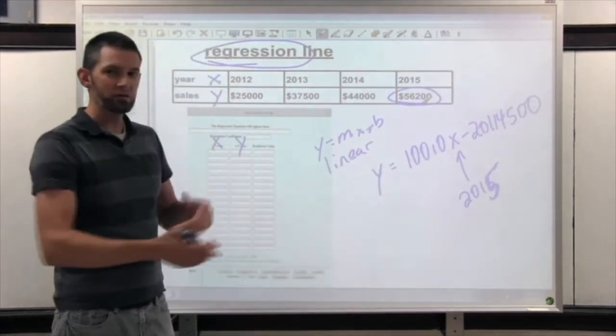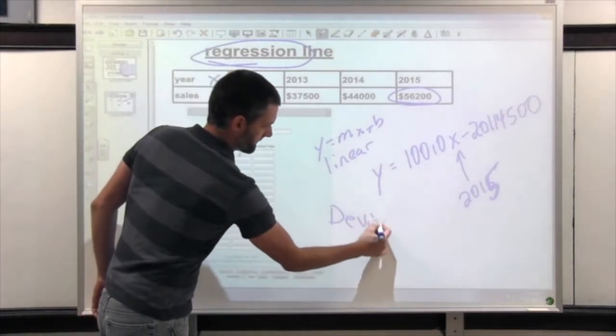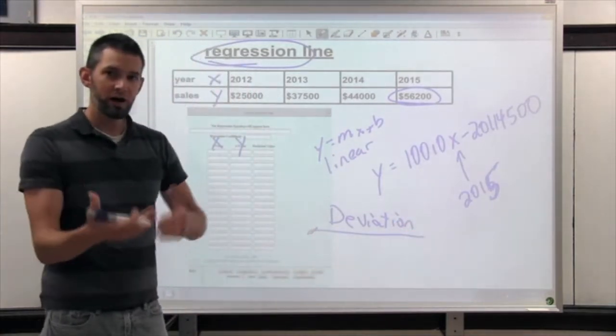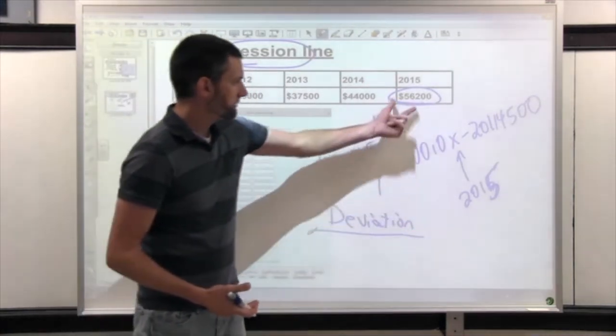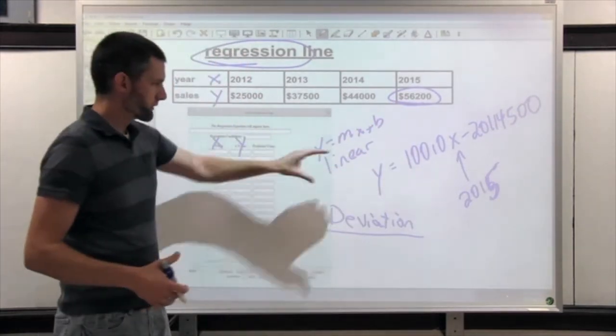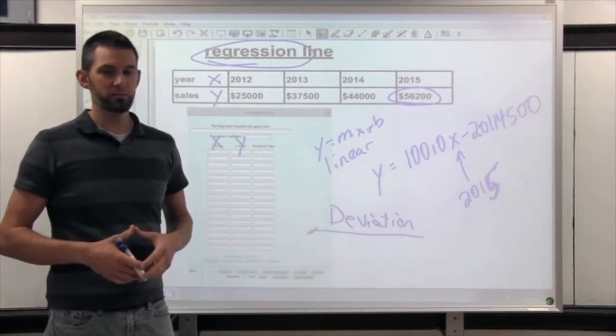And if you subtract those two amounts, that's called a deviation. And a deviation is just a measurement of how far off your actual and your predicted value are. This is a regression equation. It's useful because it's a lot more precise than just a best fit line.